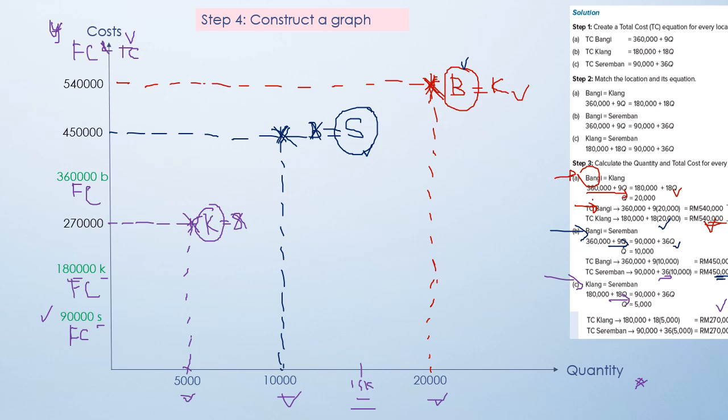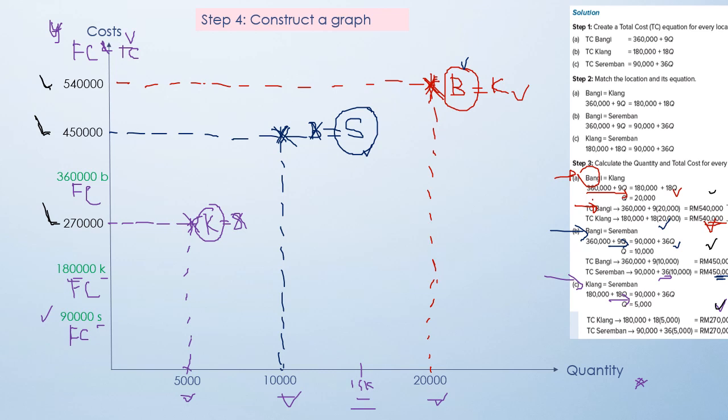And the black ones are actually the total costs that we have calculated earlier. Kita dah calculate total cost: 550,000, 450,000 and 270,000. So the 3 total costs are here. So we are going to use all the numbers over here. Now we have used the total costs, the ones in black, and we have used the quantity as well. So now we need to draw a graph.